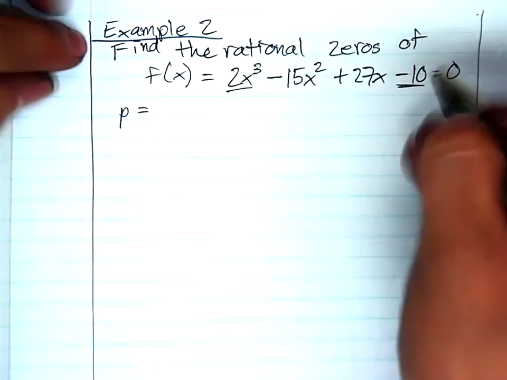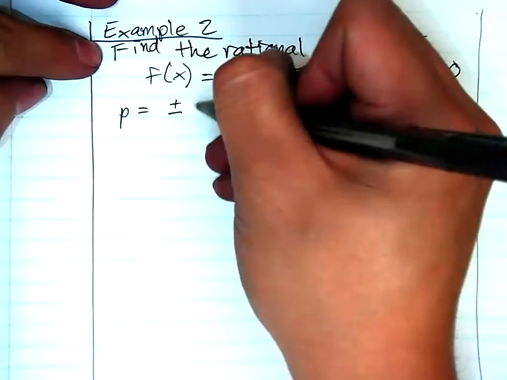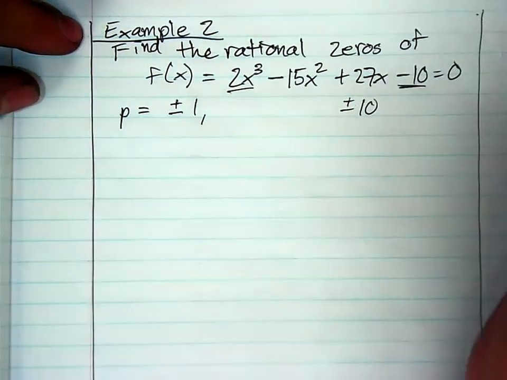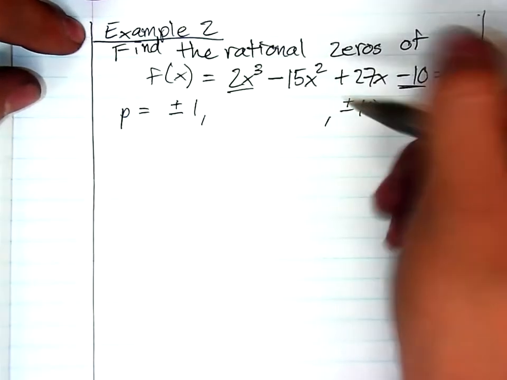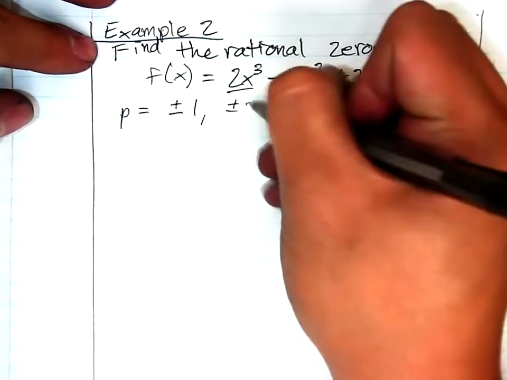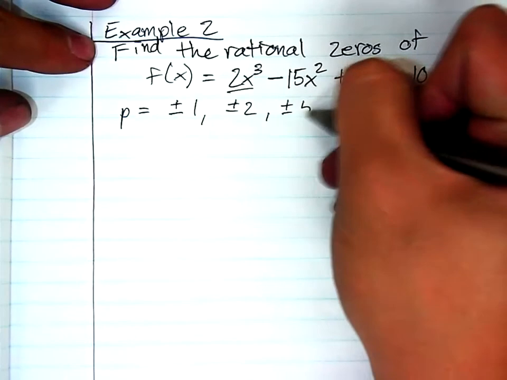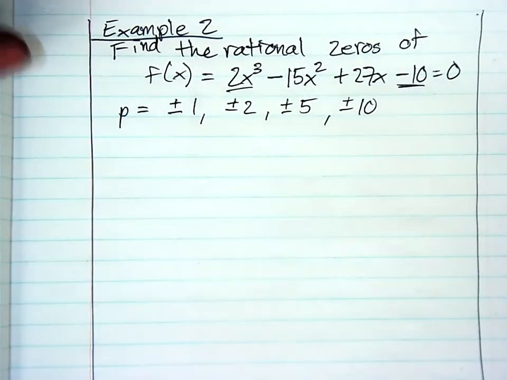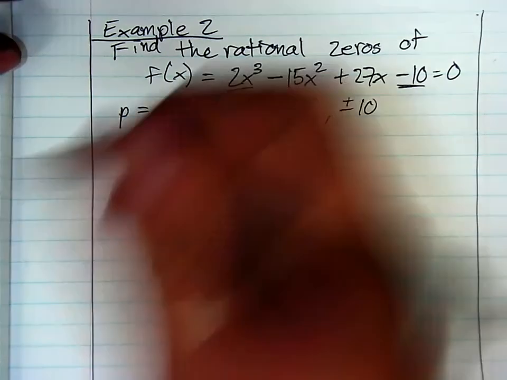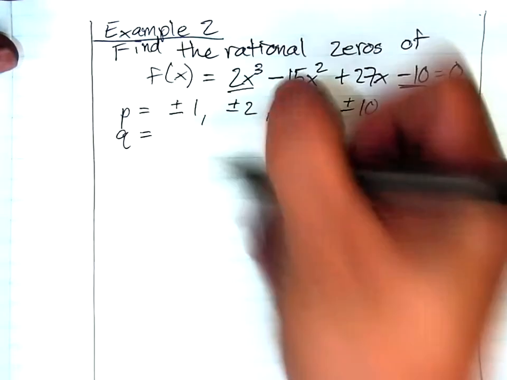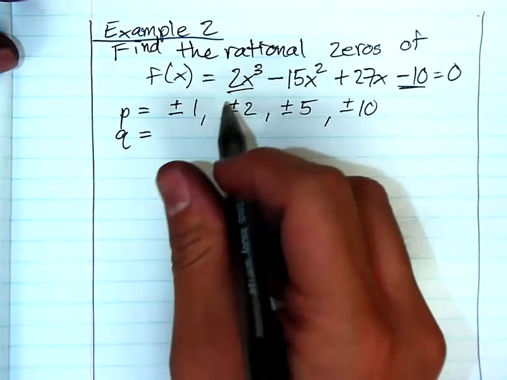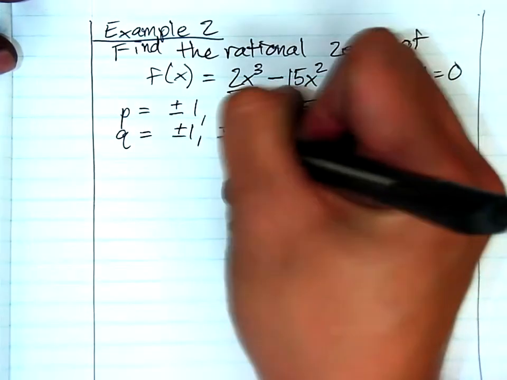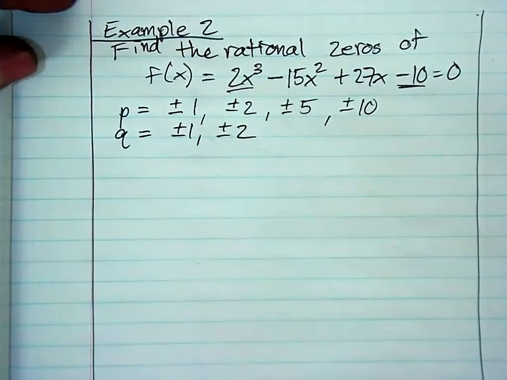For p, I have a ton of different factors. I start off with 1, and over here I have 10, because 1 and 10 will get us that -10. Then I also have 2, which is in connection with 5. So those are all my possible factors for P. Q, on the other hand, is a lot easier. Since I have a 2, my only factors are plus or minus 1 and plus or minus 2.